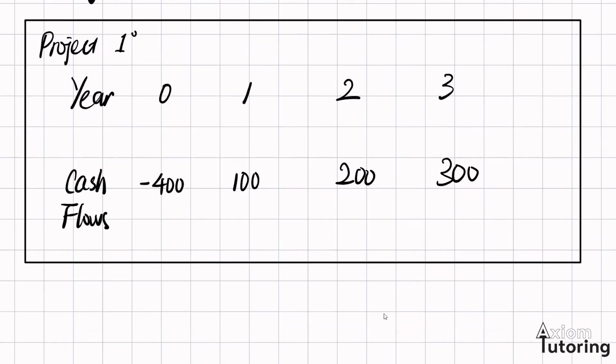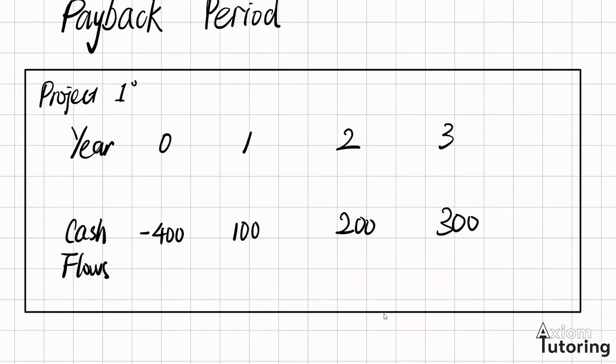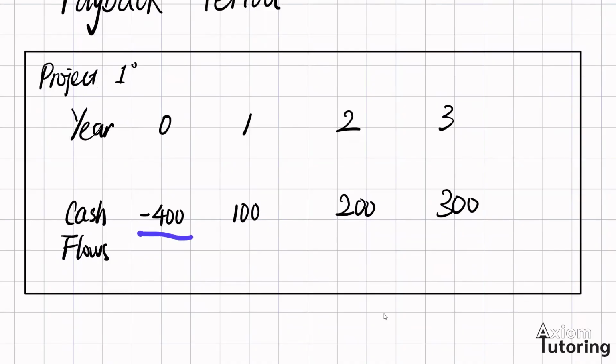According to the definition, I need to calculate how many years I need to wait until this 400 is reclaimed. Is it going to be repaid in the first year? No, because that's only 100 compared to 400. Is it going to be repaid during the second year? Still not, because that will be 300 accumulated here, and that's still fewer than 400.